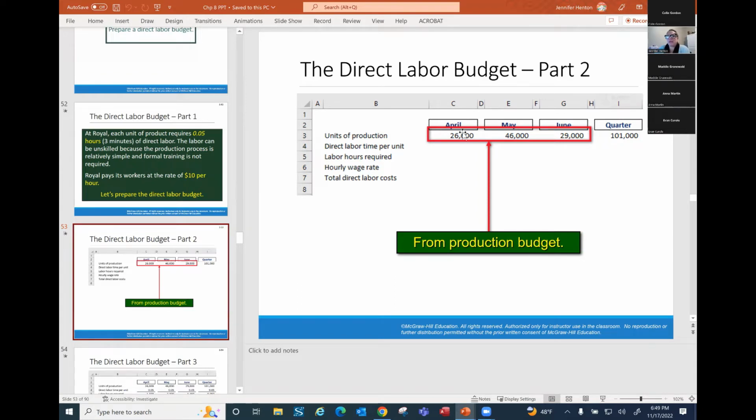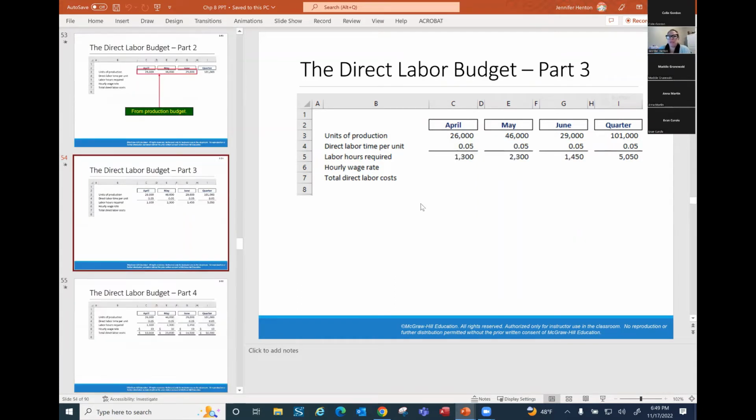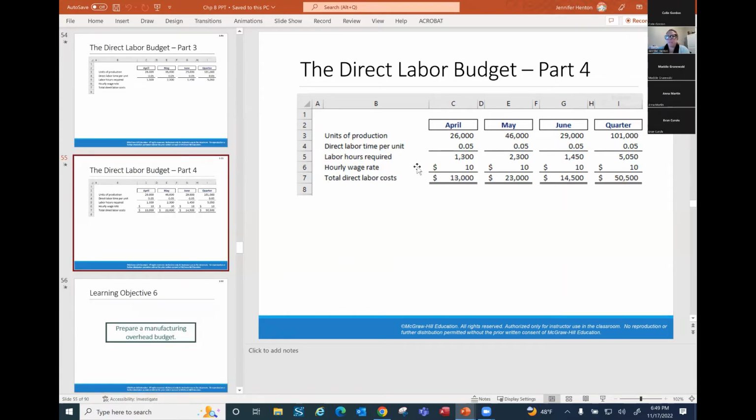So we need to produce 26,000 units. And the information that was given to us is that it's going to take 0.05 hours per unit of product. So all we're going to do is take 26,000 times the 0.05, and we come up with 1,300 hours that are needed. We do that for each month. Then we know our hourly wage rate because it was given to us. They said it was $10. So now we're going to calculate out, this is how many hours that I need, and this is how much it's going to cost per hour. So we just multiply that to come up with the cost for the direct labor. So we calculate 1,300 times 10, that's the 13,000, and do the same for May and June.